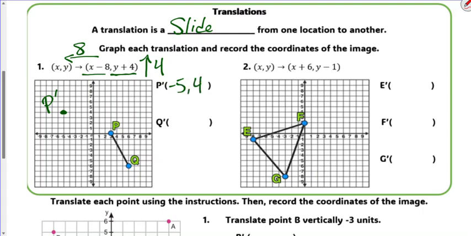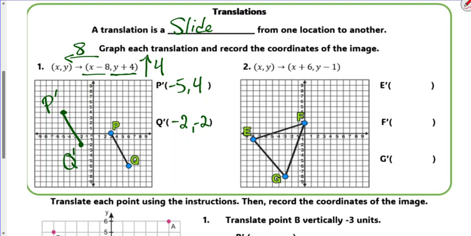I'm going to do the exact same thing with Q. It goes 1, 2, 3, 4, 5, 6, 7, 8 to the left, 1, 2, 3, 4 up. That ends up at -2, -2. That's my new position for Q prime, -2, -2. And you can see the line doesn't change at all. It's the exact same line. It just shifted 8 to the left and 4 up.